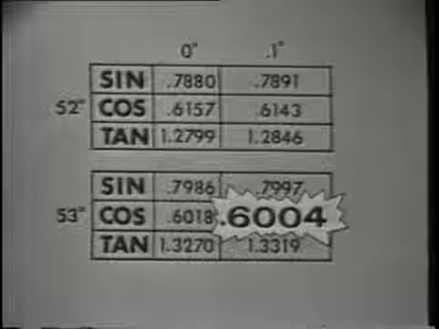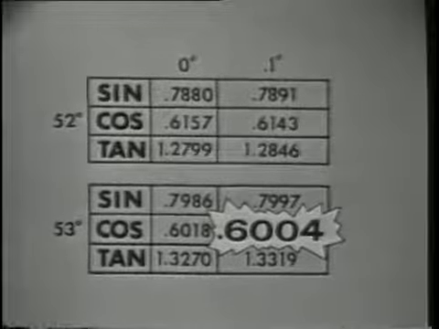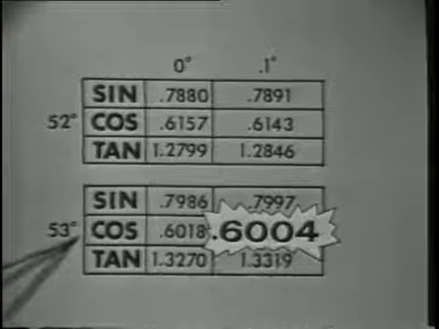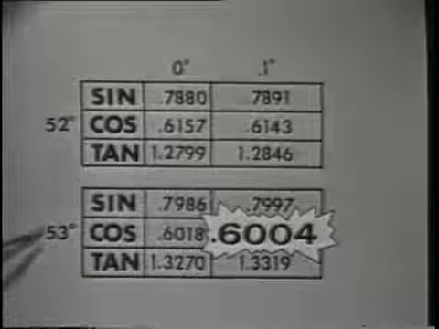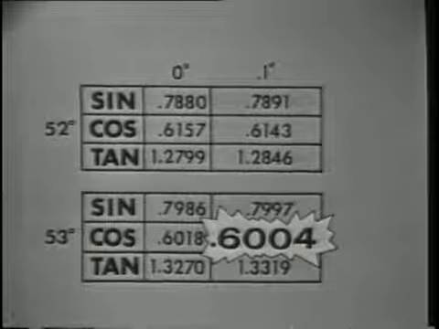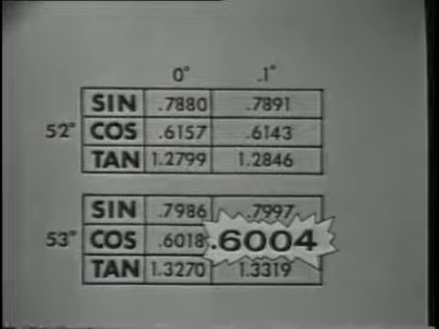So we'll go to the trig tables and find the cosine nearest 0.6, which is 0.6004. And we see that the angle is 53.1 degrees. The procedure is very simple and very accurate.